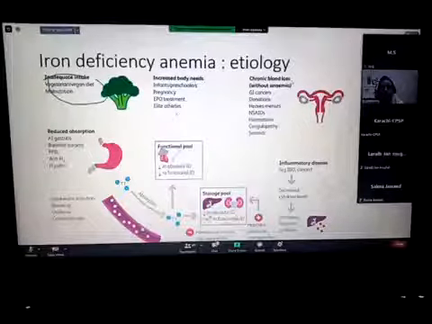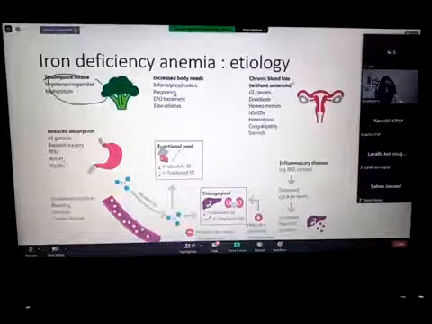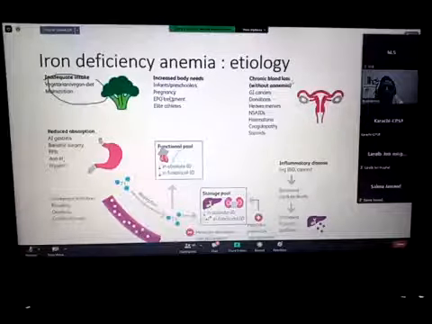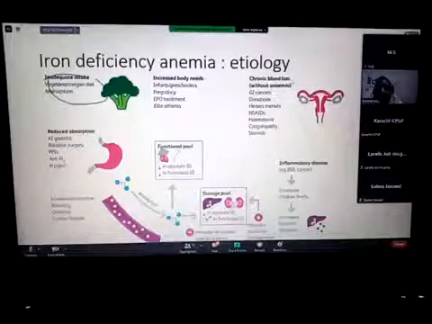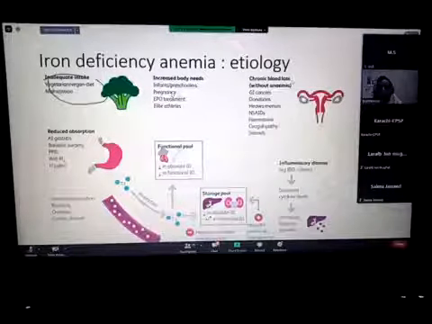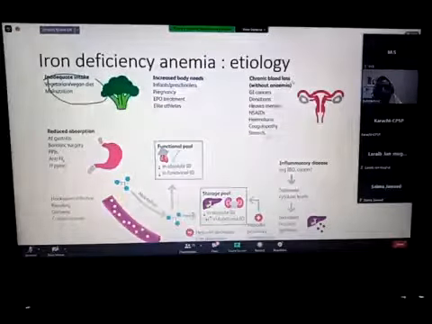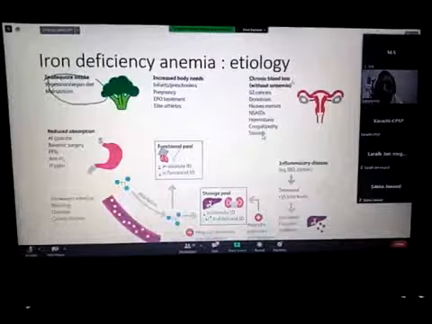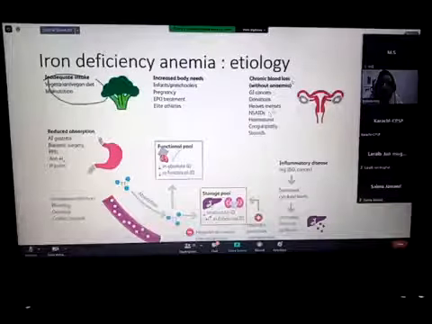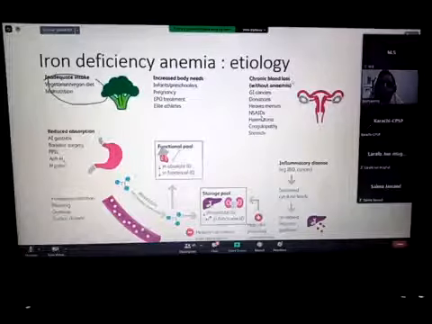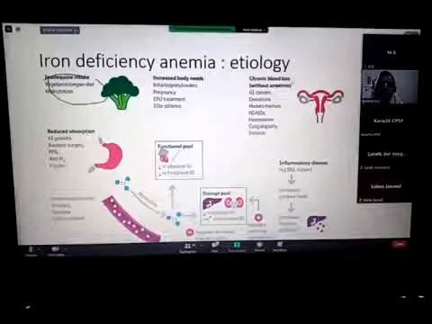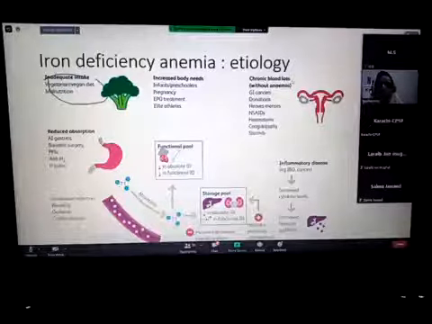Then there may be increased demands. For example, infants and pregnant women have a very high demand for iron. So this is a particular group that is prone to become iron deficient. Then there may be chronic blood loss. For example, patients who have GI cancers. Heavy menstrual bleeding is another thing. Patients on NSAIDs and aspirin also suffer from iron deficiency anemia when they stay on that for a prolonged period of time.